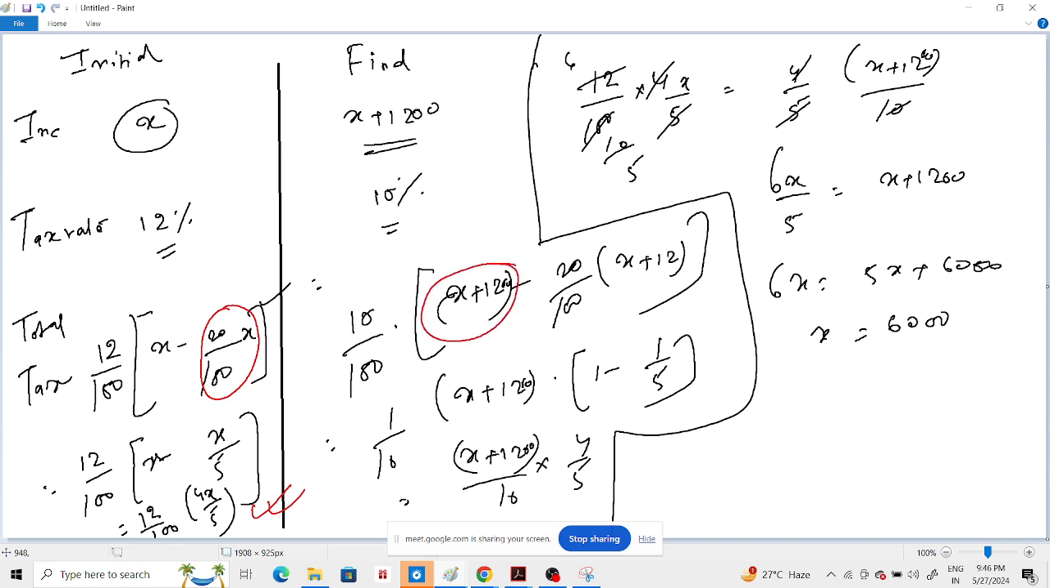So this is the total income minus 20% of X plus 12, I mean 1200. So take X plus 1200 common. 10 by 100 is 1 by 10, and 1 minus 1 by 5 is 4 by 5. Now we equate this one and this one: 12 by 100 into 4X by 5, and X plus 1200 by 10 into 4 by 5. If we equate both and solve, we will get X as 6000. D is the answer. Did you understand?